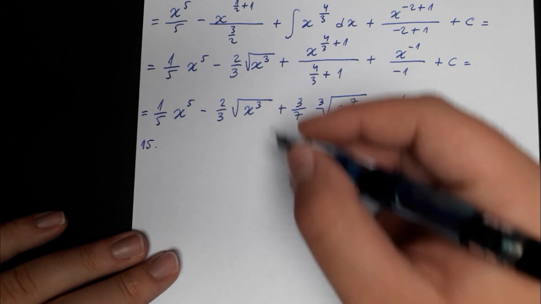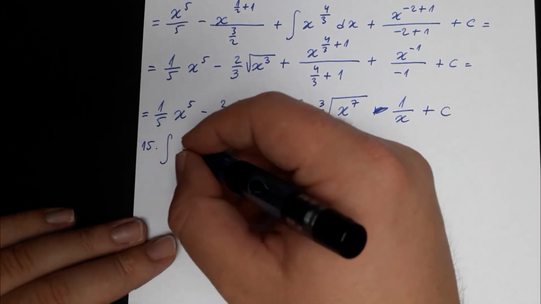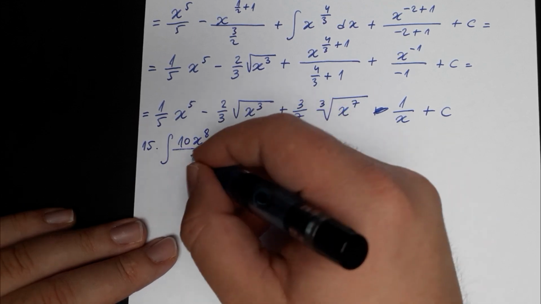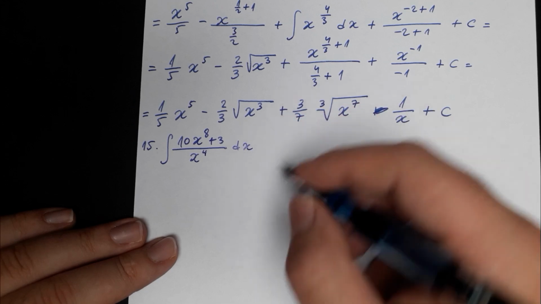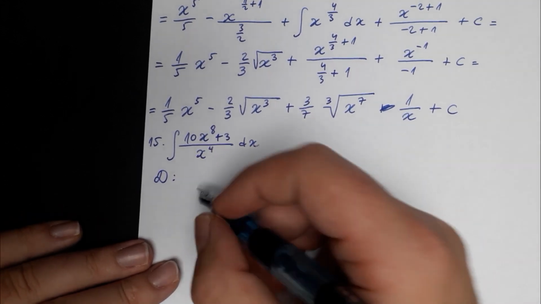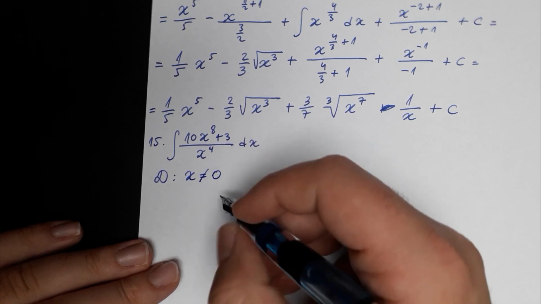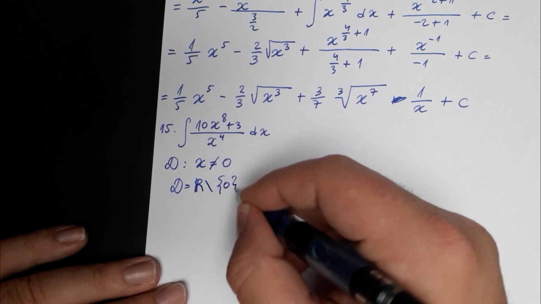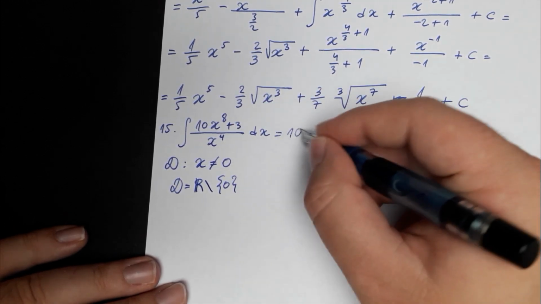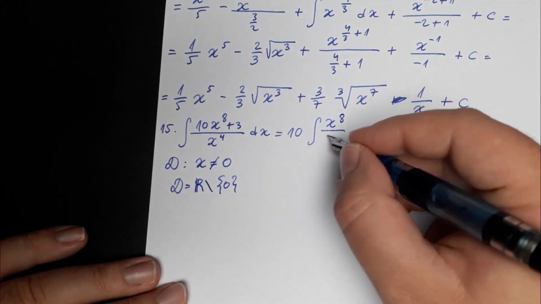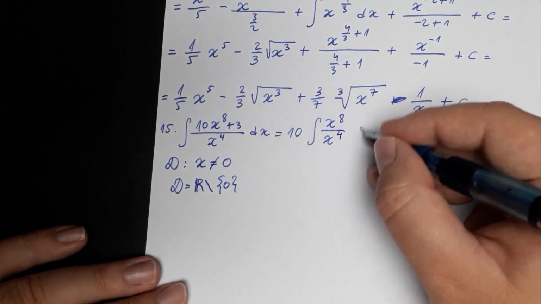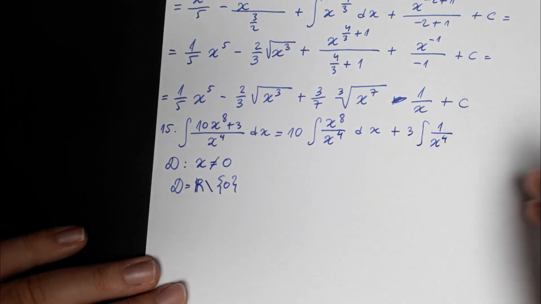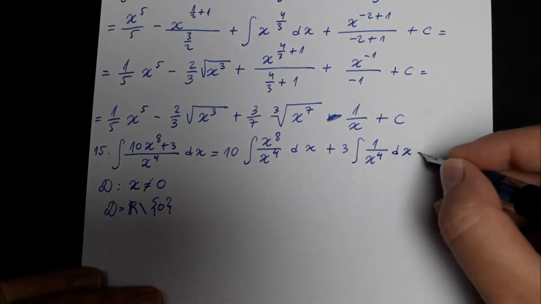The 15th integral on our list is the integral of 10x to the 8th power plus 3 divided by x to the 4th power dx. The area in which this integral is defined is for all x different than 0, so the domain is R without 0. This is then equal to 10 integrals of x to the 8th power divided by x to the 4th power dx plus 3 integrals of 1 divided by x to the 4th power dx.